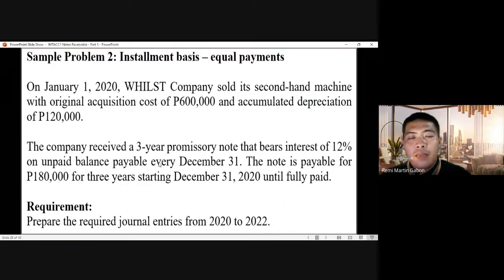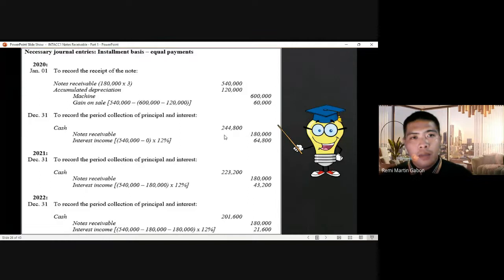The problem says the note bears interest of 12% on the unpaid balance. So if the unpaid balance is our reference for computing the interest, before the receipt of 180,000, the unpaid balance is 540,000. That's why the first interest computation is on the basis of 540,000. So 540,000 times 12% is 64,800, plus 180,000 debit to cash, 244,800.